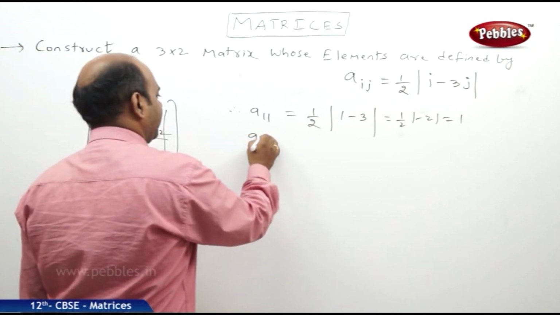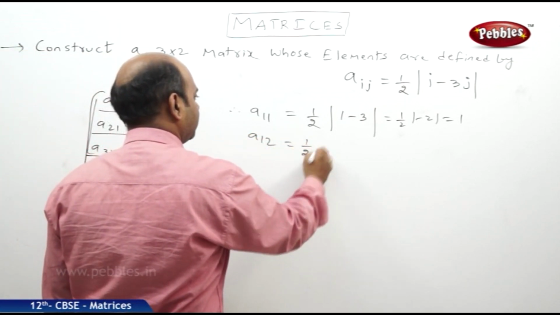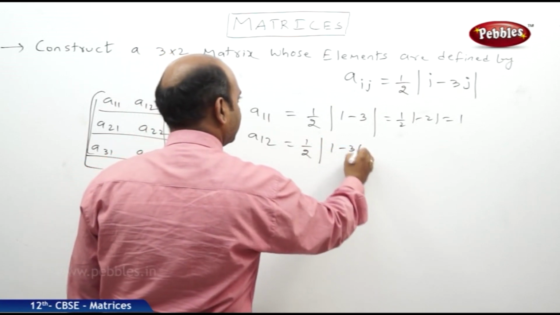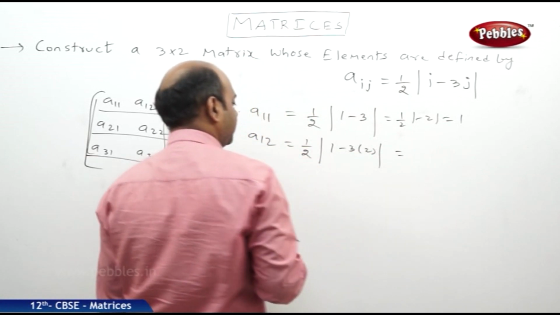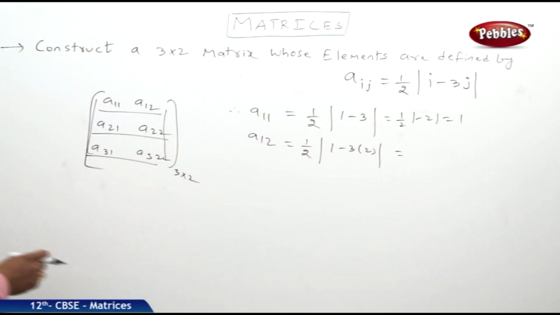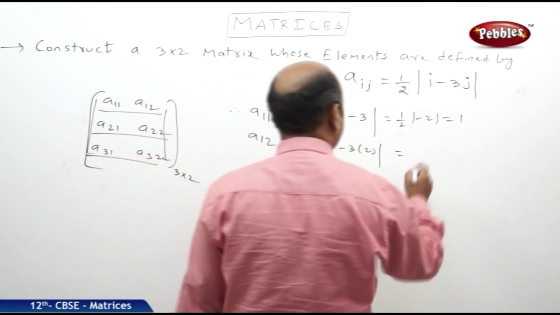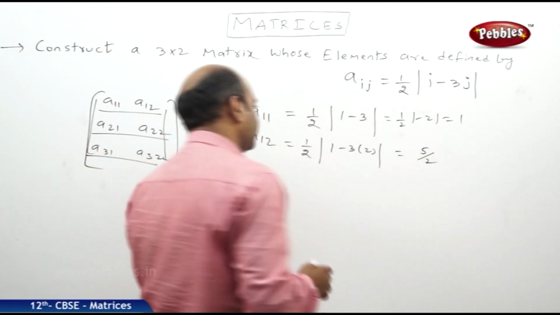Later I need to find A12. A12 means 1 minus 3 into 2. So again, 1 minus 3 into 2 means 1 minus 6. 1 minus 6 means what happens? Minus 5. So this becomes 5 by 2.